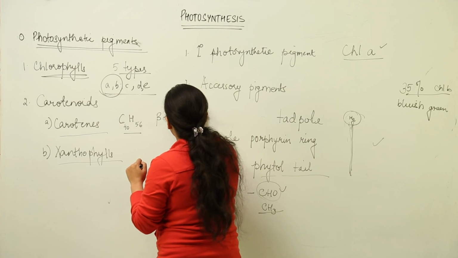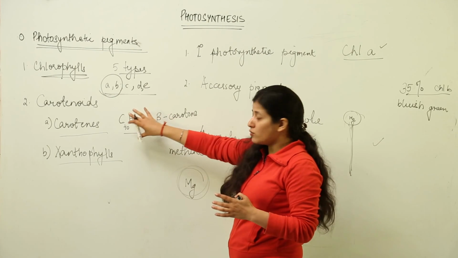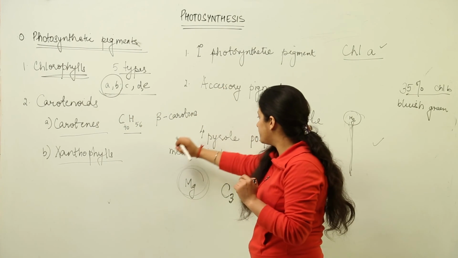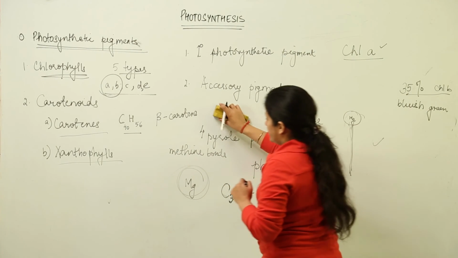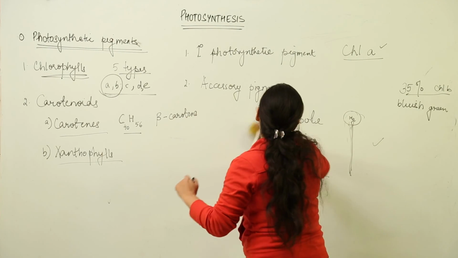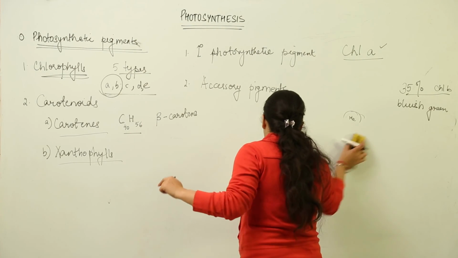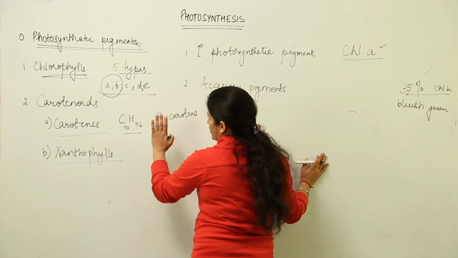Now, why am I talking about this beta carotene, why is it so important? This beta carotene, when 2 molecules of water come and join with it, becomes vitamin A, which is responsible for good eyesight. We often say that carrot is good for eyes. Why? Because it contains beta carotene. Now that beta carotene is a photosynthetic pigment that has this particular structure.